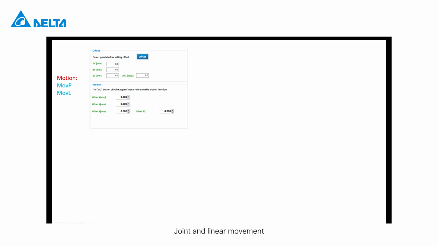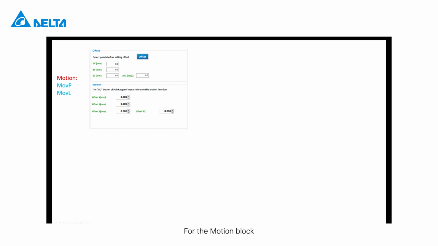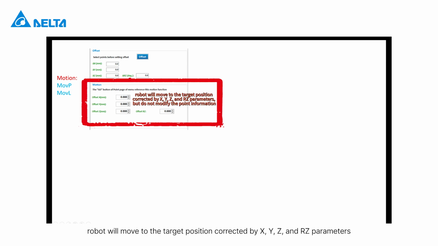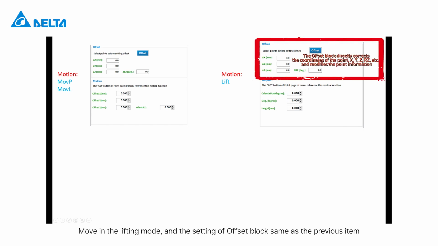For joint and linear movement, the Offset block directly corrects the coordinates of the point, X, Y, Z, or Z, etc., and modifies the point information. For the motion block, the robot will move to the target position corrected by the X, Y, Z parameters, but does not modify the point information. For lifting mode, the setting of the offset block is the same as the previous item.